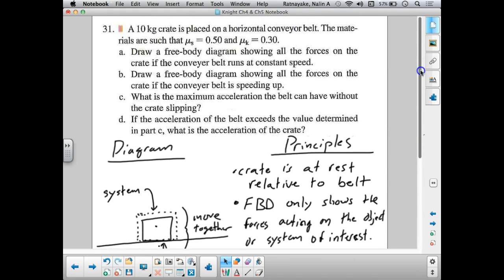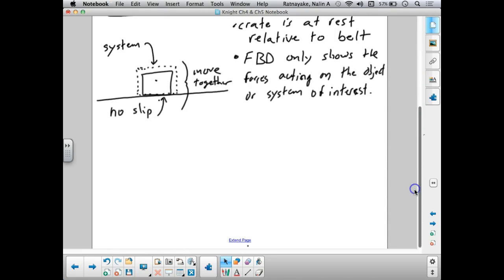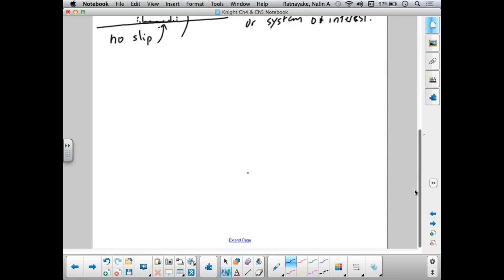Okay, let's take a look. Draw a free body diagram showing all the forces on the crate if the conveyor belt runs at constant speed. So here's A. I need to draw a free body diagram. Well, let me start with my object. It's a dot. Things I get for free are the force of the earth on the crate. We can call that FG or W for the weight as used in the book. That's fine. Let me draw my horizontal. I know that there's a normal force exerted by the surface on the object perpendicular to the surface. So there's that normal force.